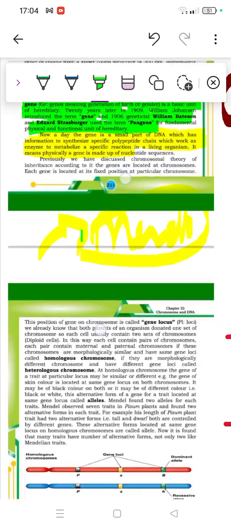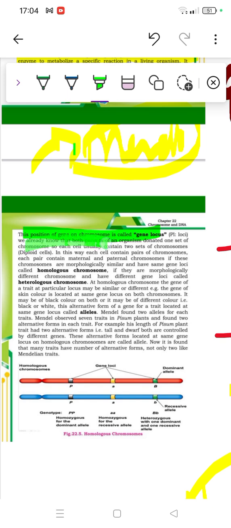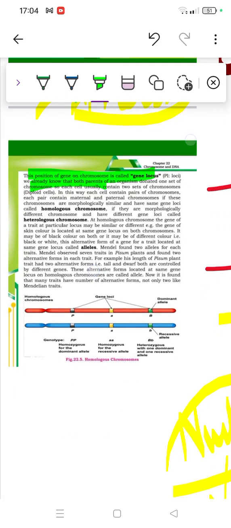Then we have different terms here, so many quite important things. The position of a gene is basically called a gene locus. Locus is singular, and the plural is loci. And yes, here's the interesting thing. We already know that both parents of an organism donate one set of chromosomes.